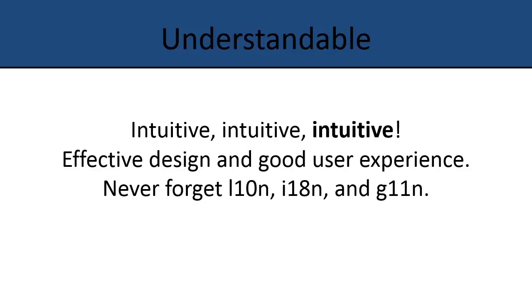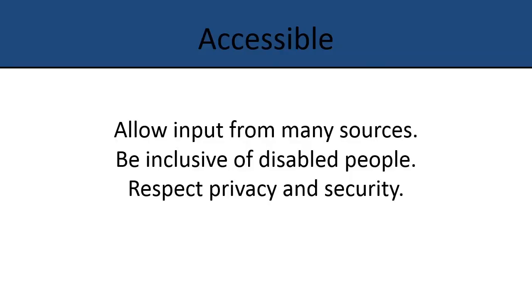Second thing is it has to be understandable. A good system is intuitive. It's really, really important that it's intuitive. Effective design and good user experience contribute to that. We also can't forget about localization, internationalization, globalization. My date formats are totally different than somebody else's date formats. Systems have to be accessible, too. They have to allow input from a lot of different sources. We have to be inclusive of those that are disabled. And we have to take the security and privacy of everyone very seriously.